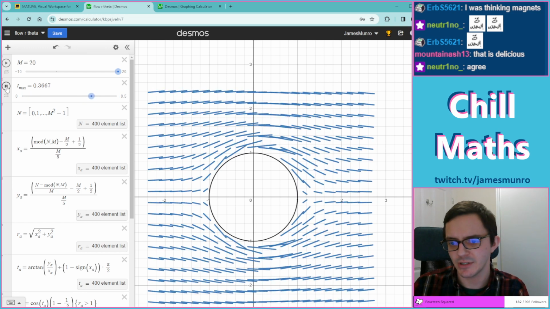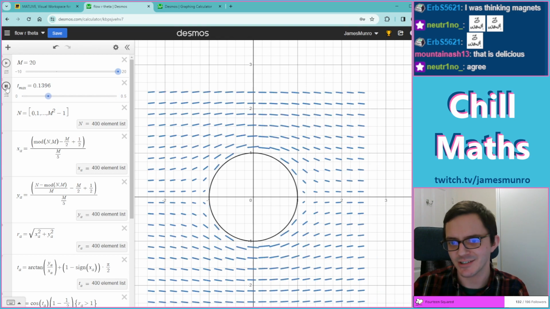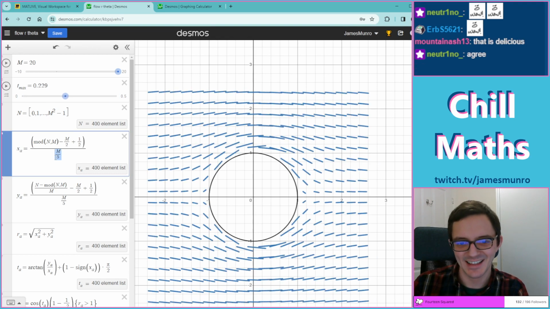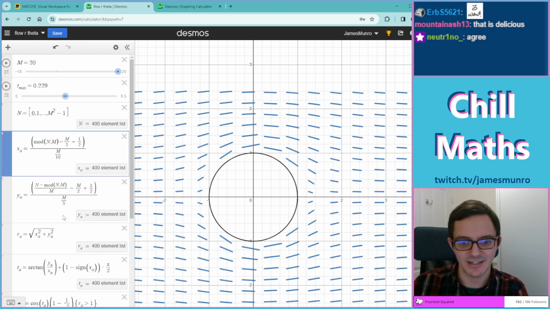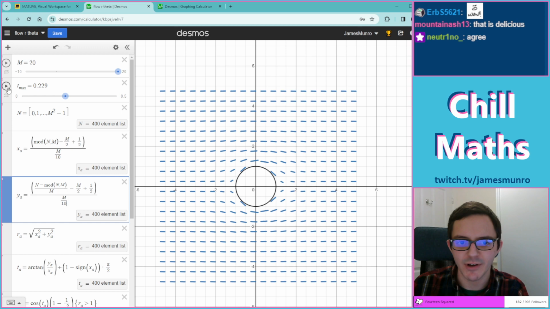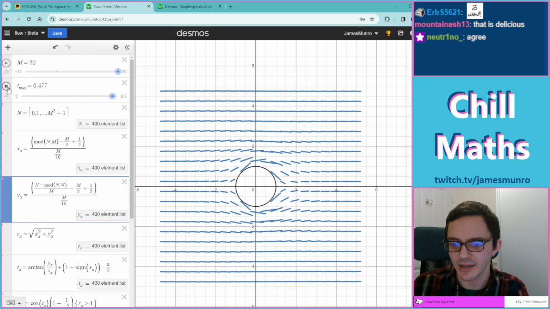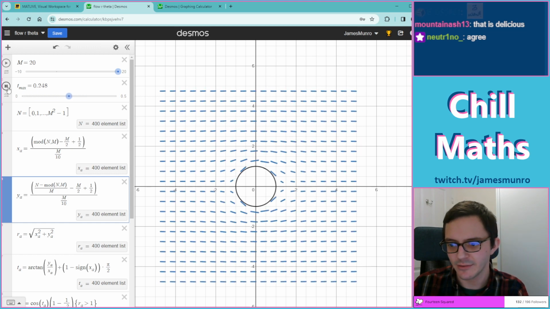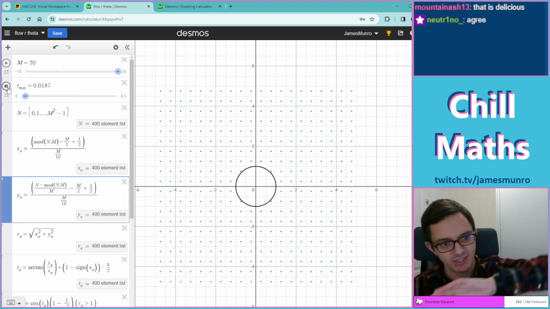There we go. So you can see how it kind of, assuming this is correct, which is not a given, you can see how the flow kind of, yeah, there we go. Okay, so the far field. I want to check the far field. Yeah, that's all right. I'm less worried now. Far away, things should be just going past the circle.